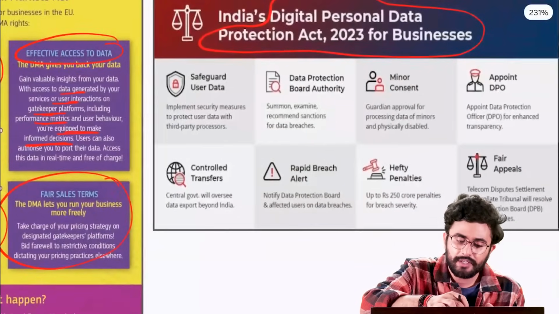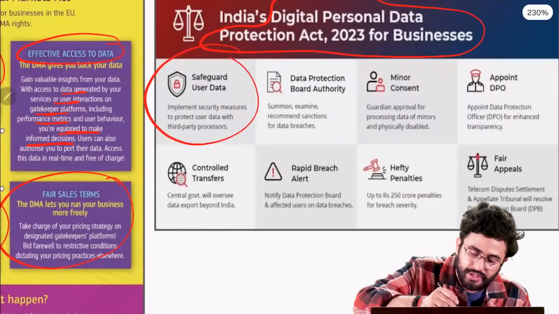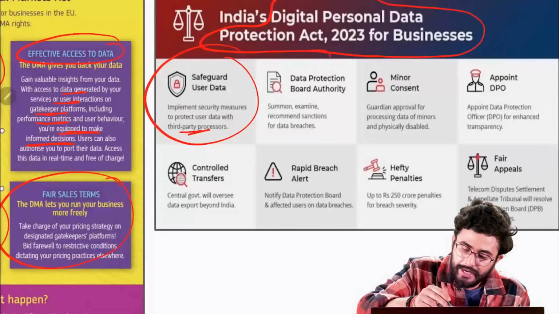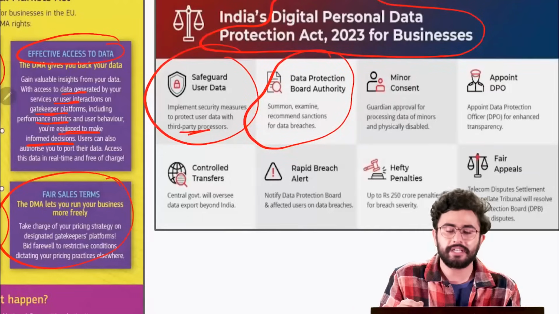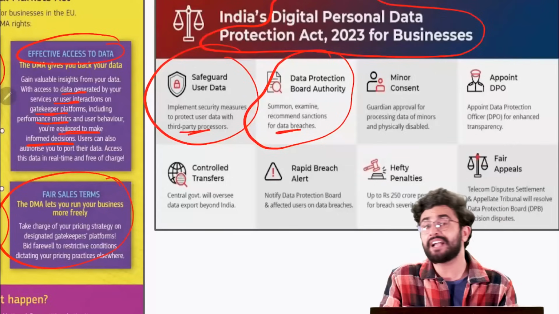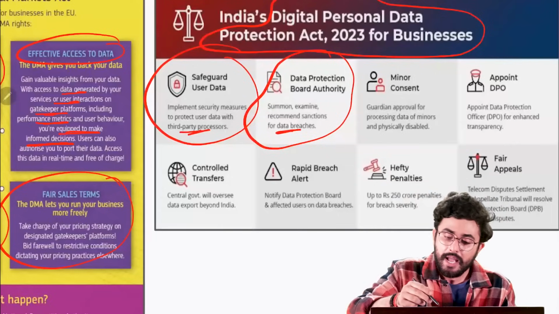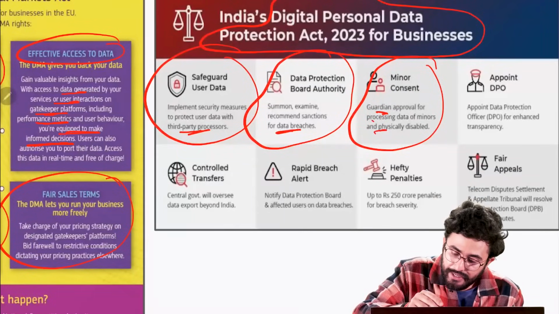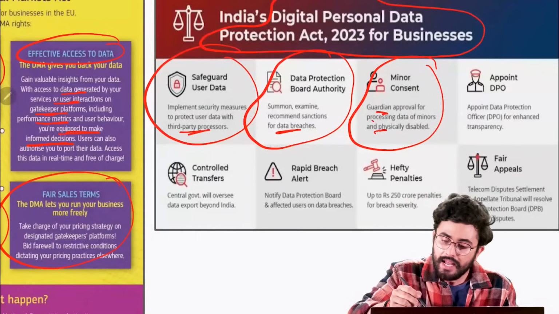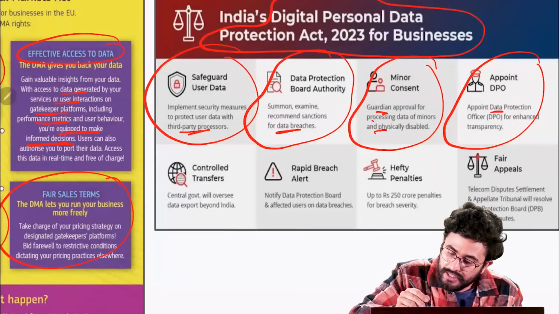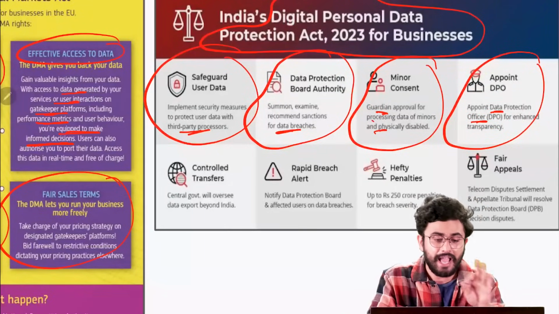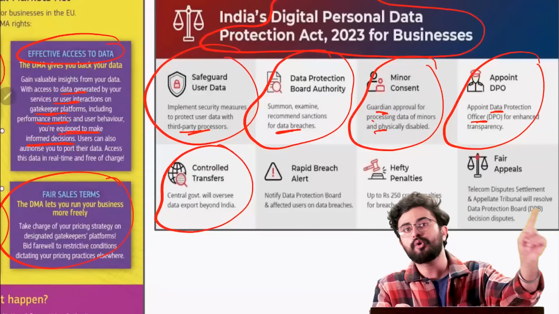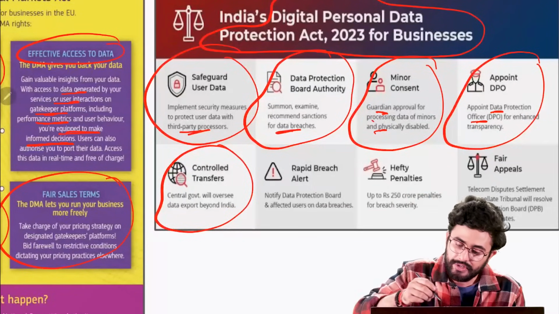So what we have done, we have provided safeguards to the user data from any kind of third-party processor. The Data Protection Board Authority has been created to summon, examine and recommend sanctions for any kind of data breaches. Minor consent has been provided, that means guardian approval for processing data of minors and the physically disabled. Appoint a DPO, which stands for Data Protection Officer, for enhanced transparency. To control the transfer of data which is being exported from our country to other countries.